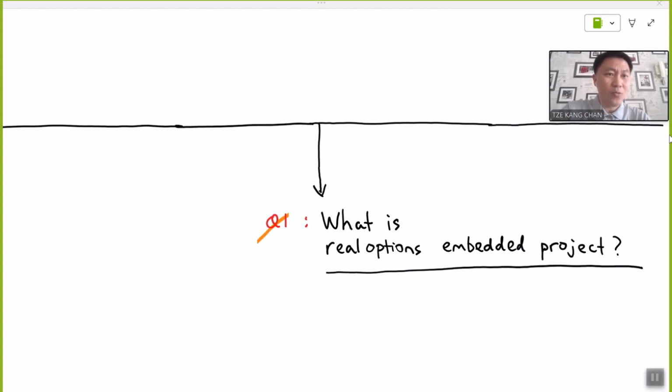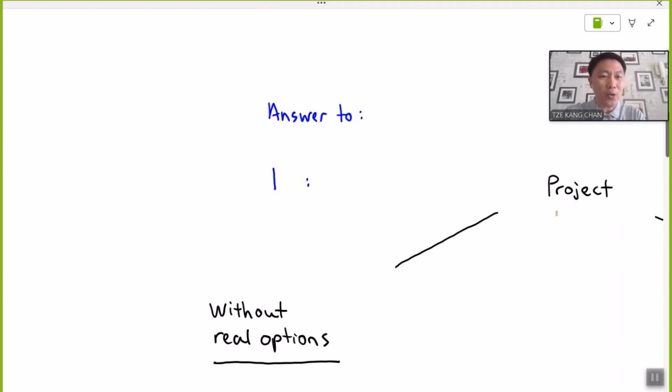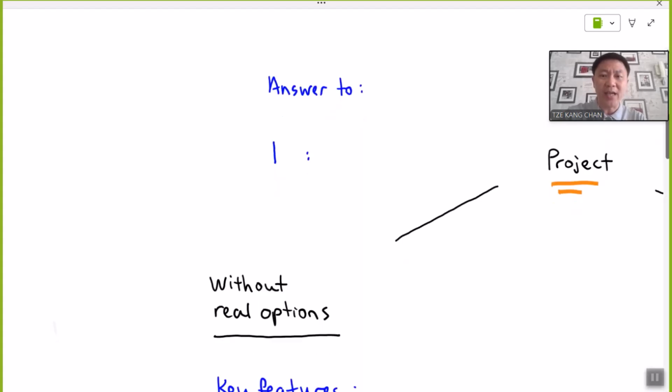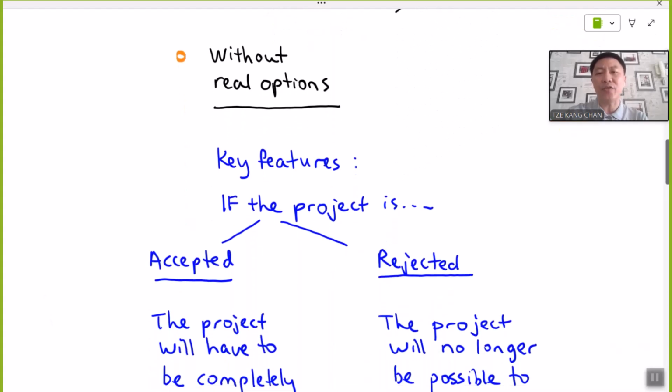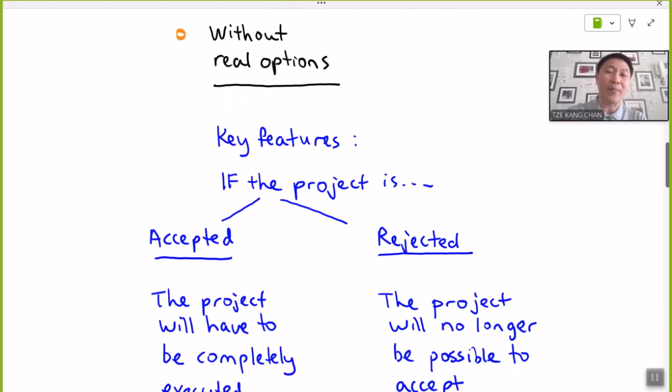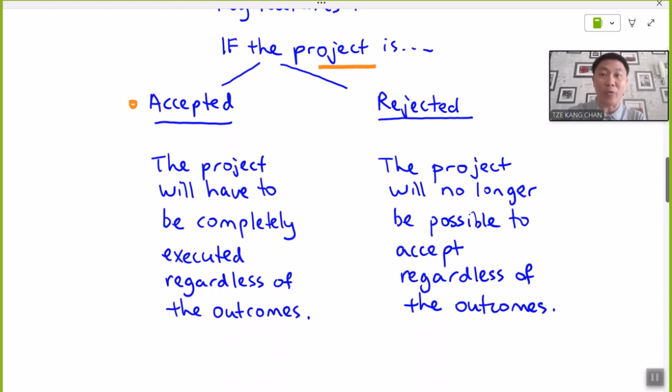Let's start with what exactly a real options embedded project is. Supposing you're looking at a project to be considered. Most of the time, what we have covered in the previous study are largely projects that come without real options. Here are some key features of projects that do not come alongside these flexibilities, or what we call real options, if the projects are accepted. So what does it mean if it doesn't come with any real option?